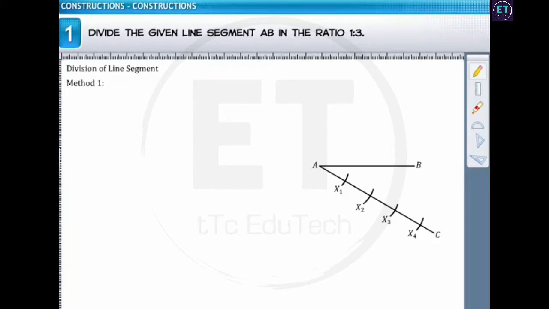At step 3, draw a line to join the points x4 and B. At step 4, use a pair of set squares to draw a line parallel to x4B from the point x1 to intersect the given line segment AB at point P. Point P divides the line segment AB in the ratio 1:3.